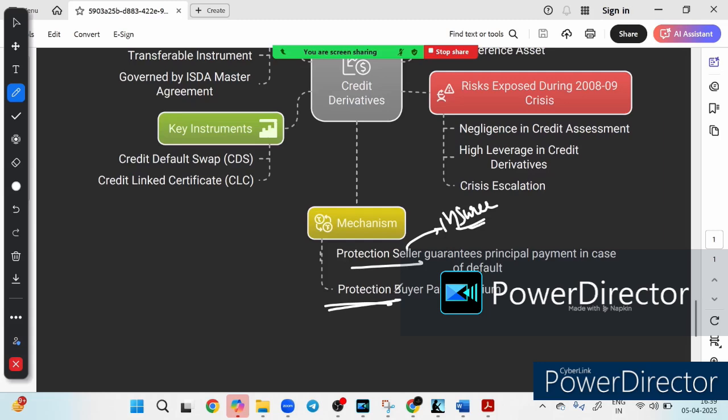You can think of it like car insurance. You pay a premium, and if an accident happens, the insurer covers the damage.